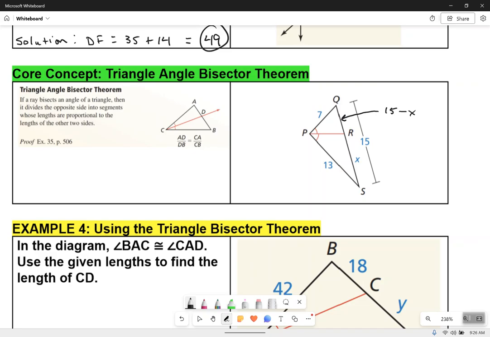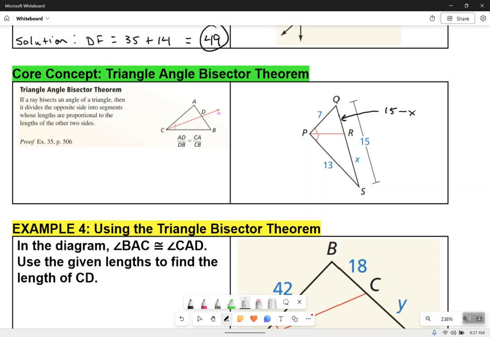Kids, here we go. This says core concept of the triangle bisector theorem. It says if a ray bisects, again, remind me what bisect means. Cut something in half. Yeah, so if I have a 40-degree angle, that would get bisected into two 20-degree angles, okay? The theorem says the following. If a ray bisects an angle, so here's a ray cutting angle C into two equal angles. Ray CD cuts that into two equal angles.